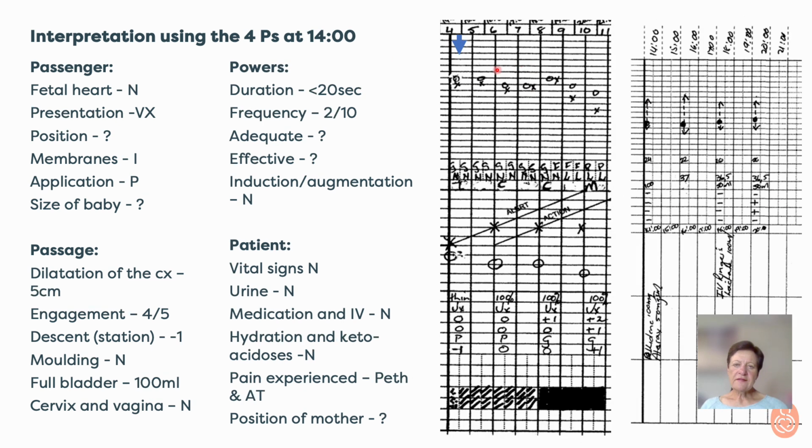Now, when we look at this set of observations, it was done 4 hours later. The previous set of observations was done at 10 o'clock. Unfortunately, I cut off here, but you can see this was done at 1400 hours, 4 hours later, because that's how often we're supposed to take observations in the latent phase of labor. And now the patient is 5 centimeters dilated.